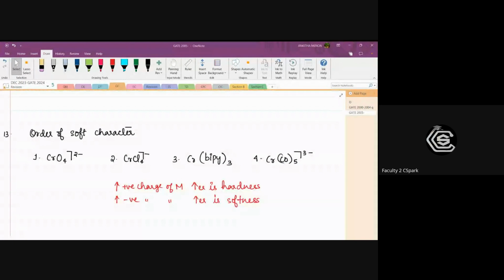Yes. Fine. Did you find the oxidation states? According to that, which one did you get as the most soft? Who is the softest metal ion containing complex?